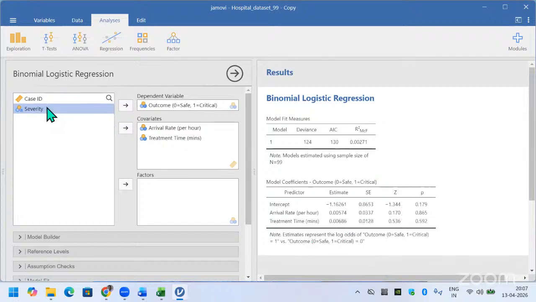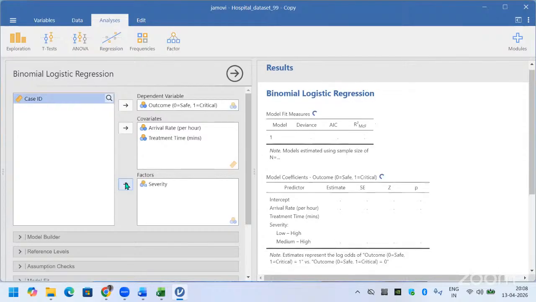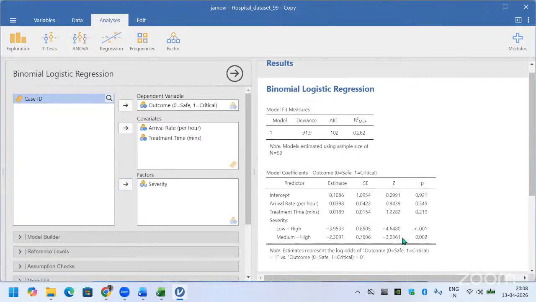If I just take severity and click here, you can see this scale is blinking. So what it means is I'm not able to move this severity to my covariates. Maybe I can move it to factors here. So the factor will be done. My severity has been taken into factors, but not into covariates. Now if you see this one, low to high is causing a p-value.